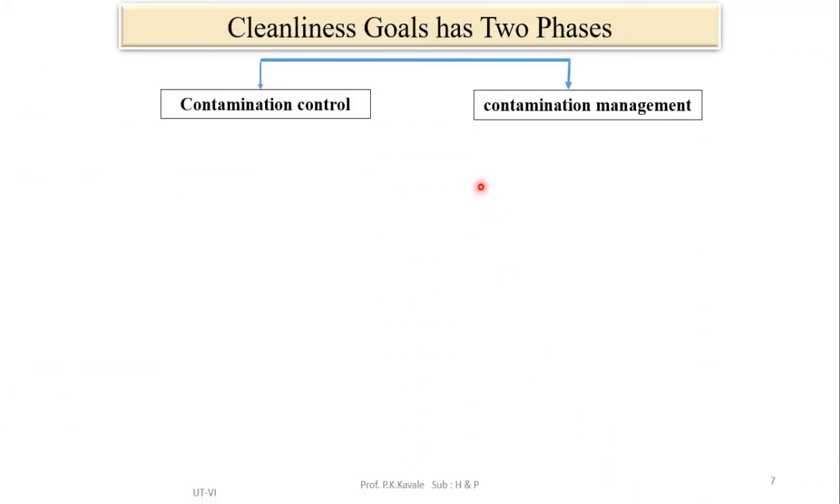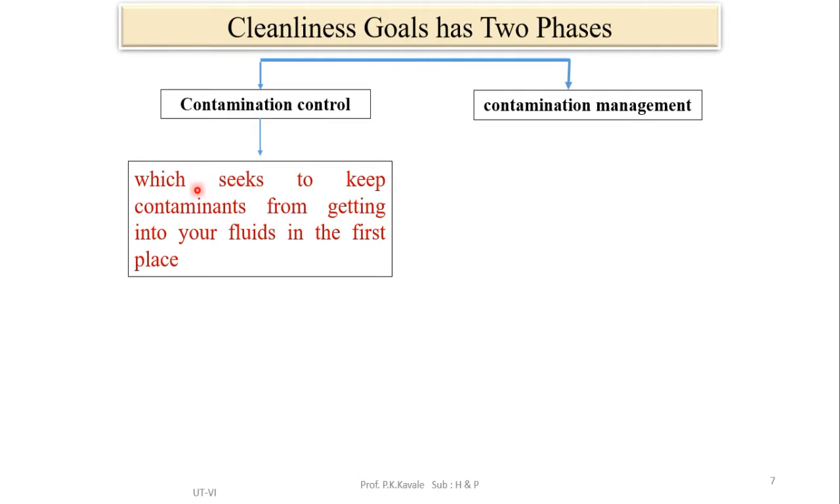Whenever we talk about this, cleanliness has two phases. If you keep the system clean, then there is less chance of contamination. The first area is known as contamination control, and the second one is known as contamination management. What is the difference? Contamination control seeks to keep the contaminant from getting into your fluid in the first place. So we try to detect what the sources are, and we cut them off there.